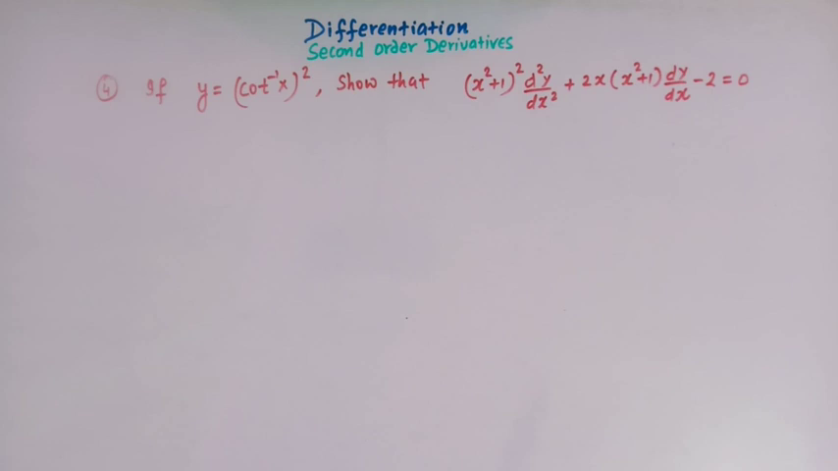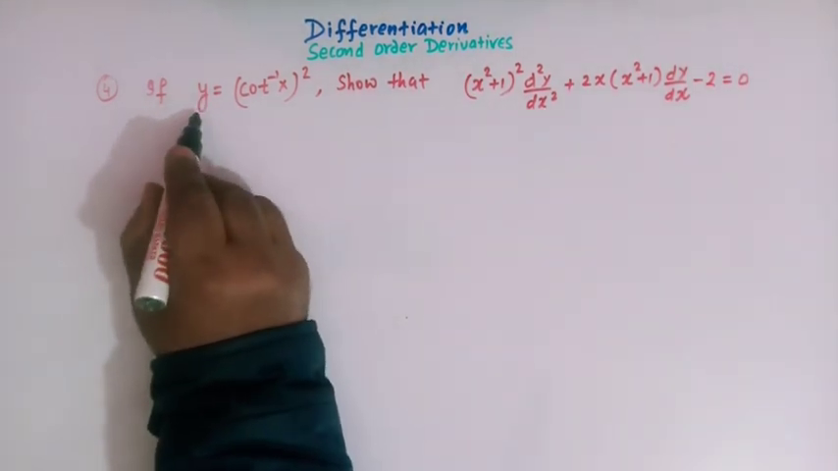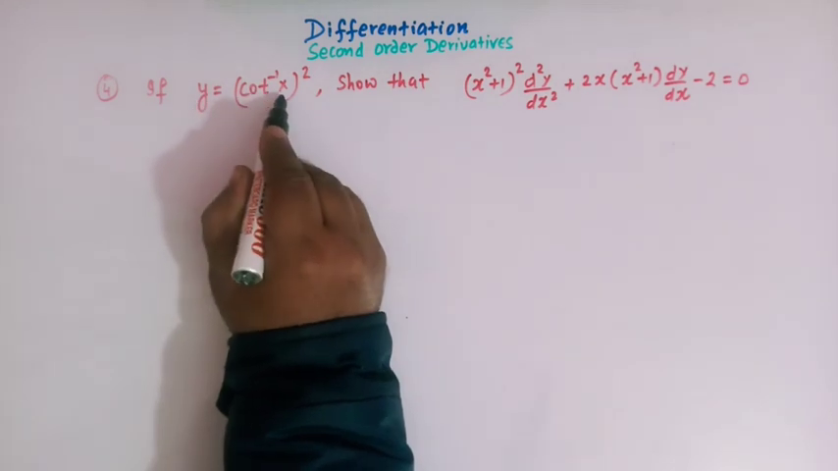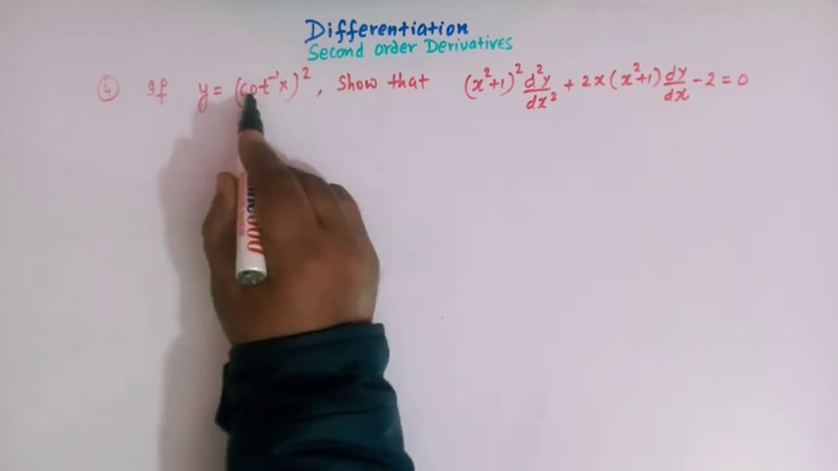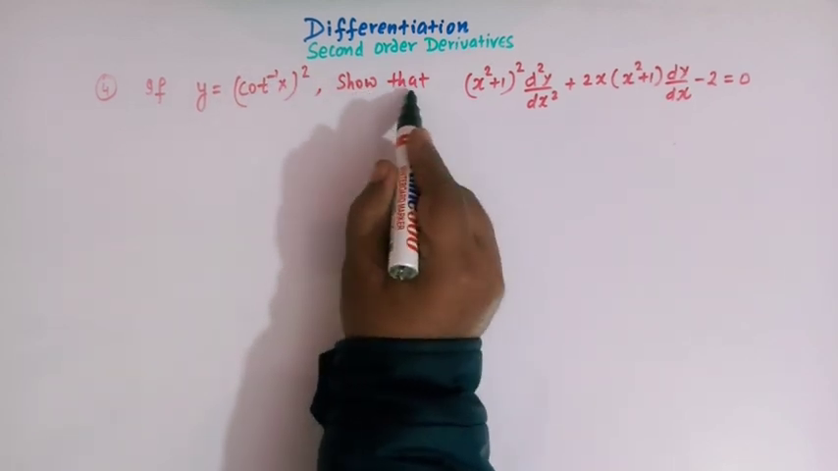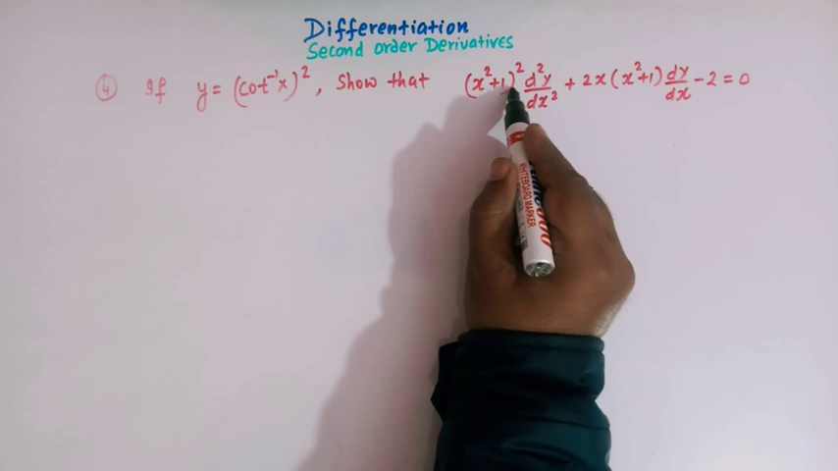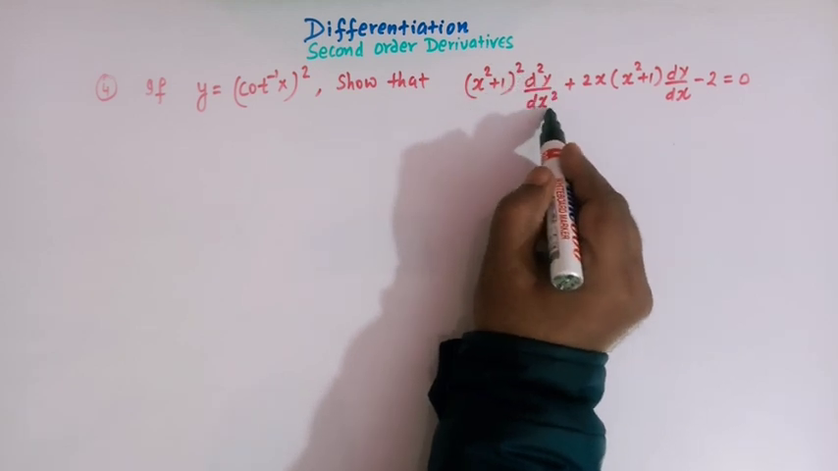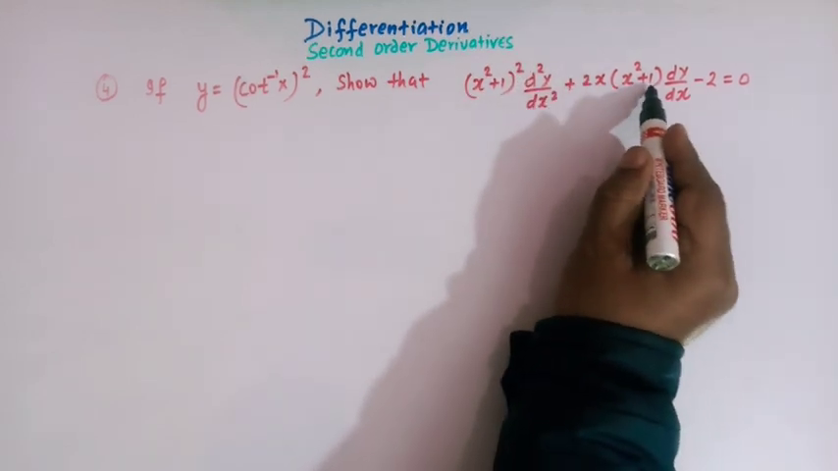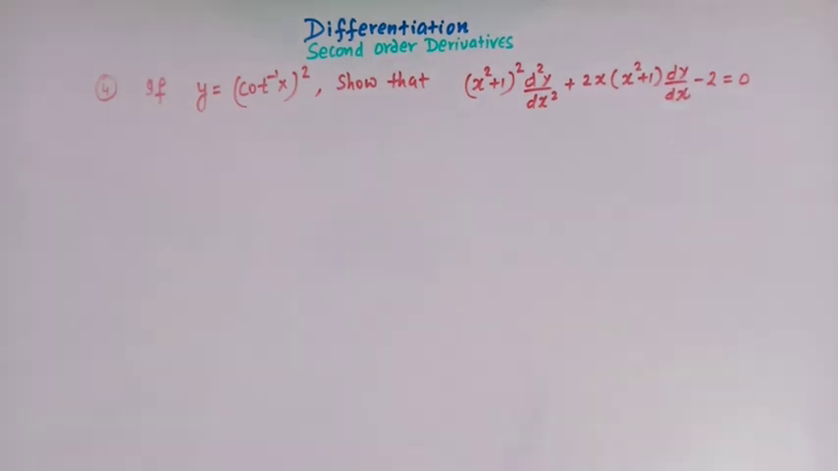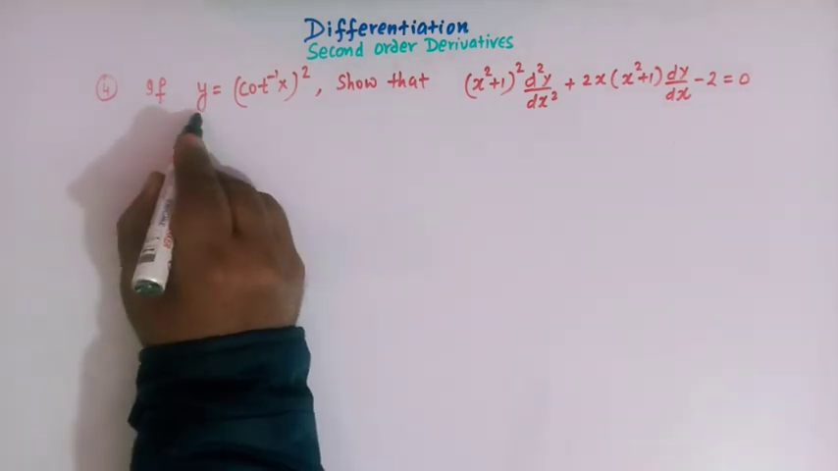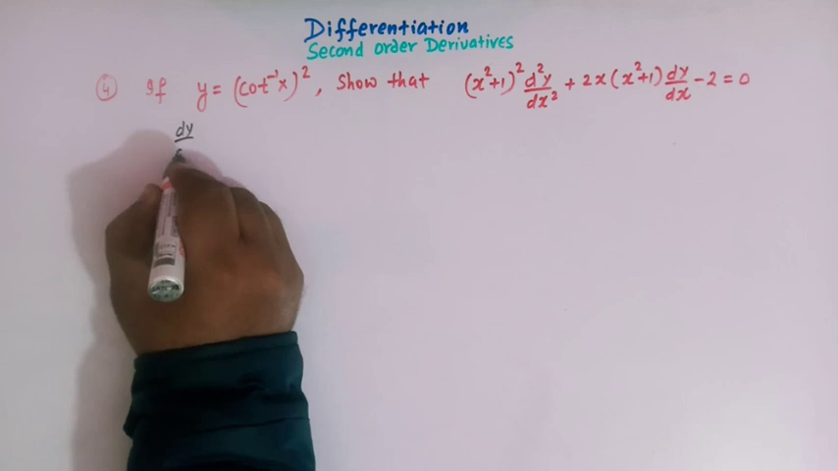Now let us take the fourth problem. Here we are given the function y is equal to (cot⁻¹x)², the whole square of cot inverse x. Then we have to show that (x²+1)² d²y/dx² plus 2x(x²+1) dy/dx minus 2 is equal to 0, right? So let us start, and let us first find the derivative, that is dy/dx.